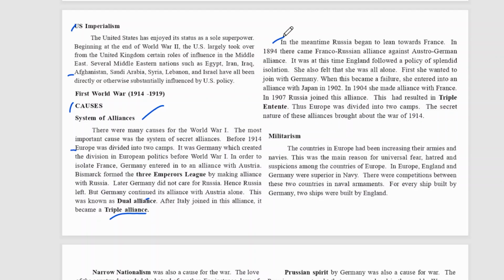Okay, so system of alliances, and in the meantime, Russia began to lean towards France. In 1894, there came the Franco-Russian alliance against the Austro-German alliance. It was at this time England followed a policy of splendid isolation. She also felt that she was all alone, and first she wanted to join with Germany. When this failed, she entered into an alliance with Japan in 1902, and in 1904 she made an alliance with France, and in 1907 Russia joined this alliance. This resulted in the triple entente, and thus Europe was divided into two camps. The secret nature of this alliance brought about the War of 1914, that is World War One.